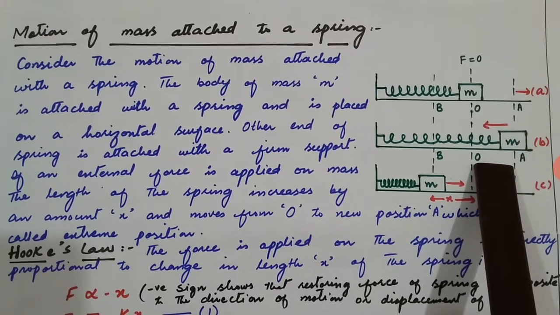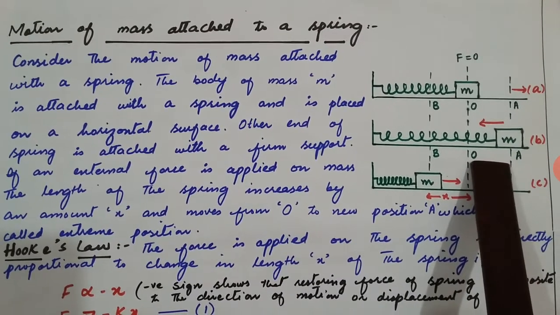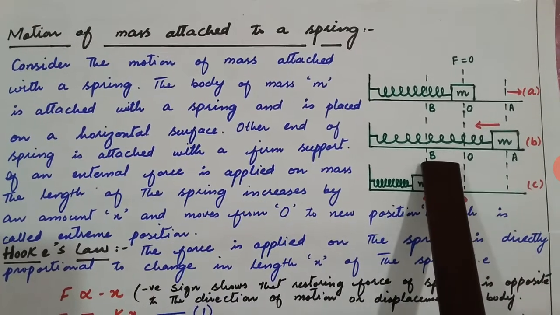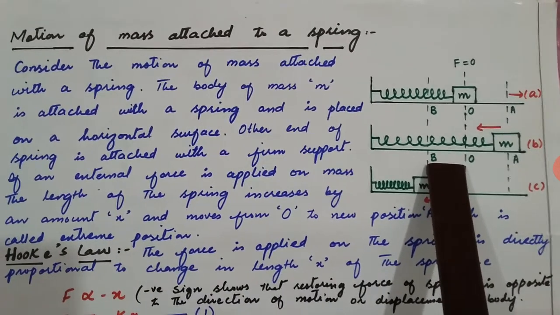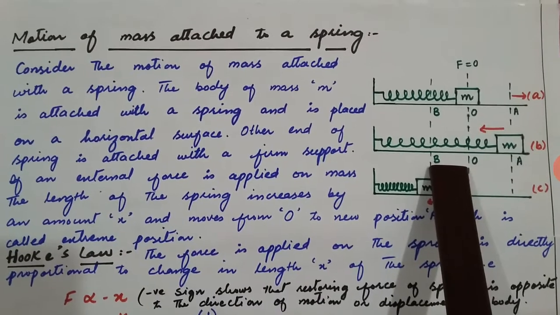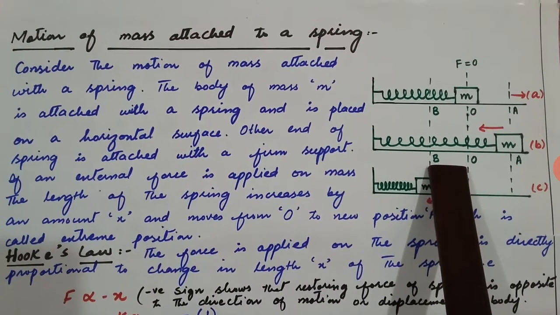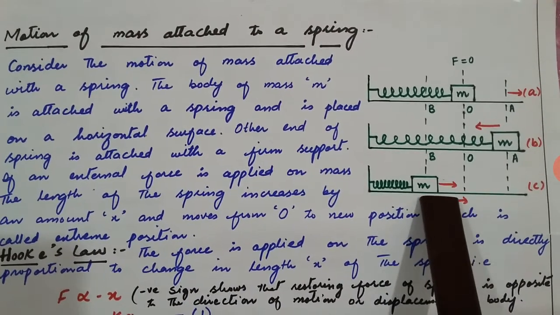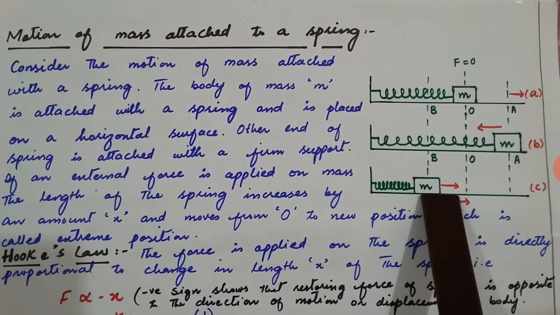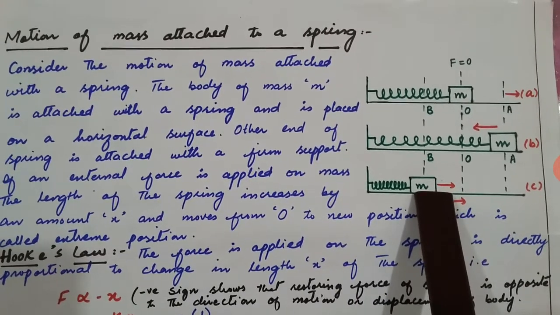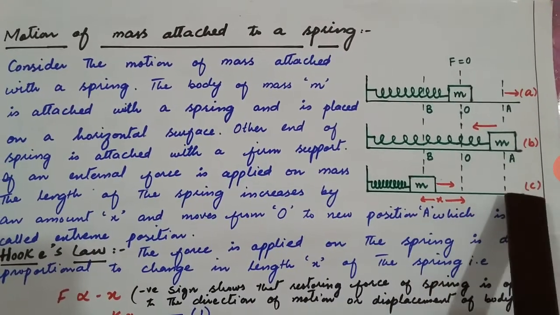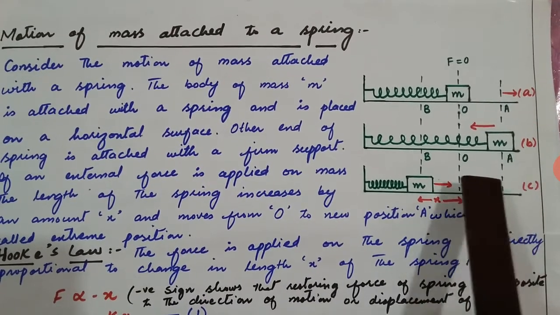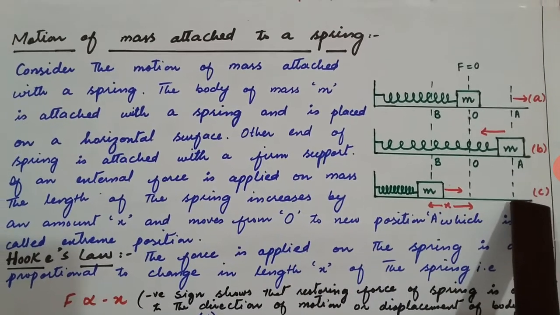At point O, the body will not stop here. Due to inertia, it will move from point O to B. B is another extreme position of the body. And then the body will move from point B to O and then A. And then it will complete its one vibration.